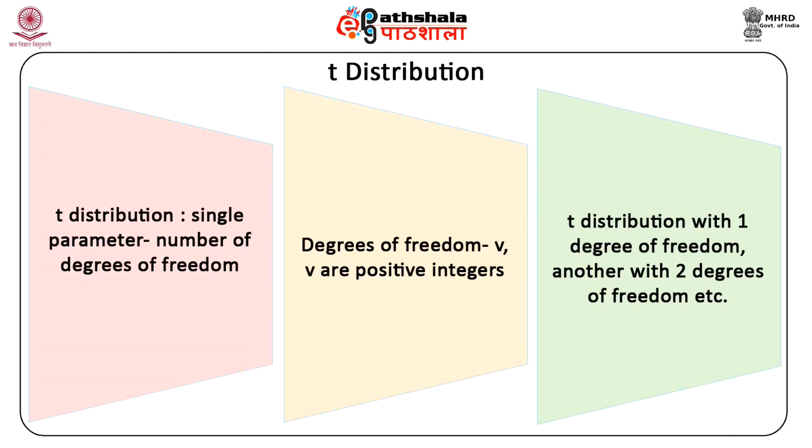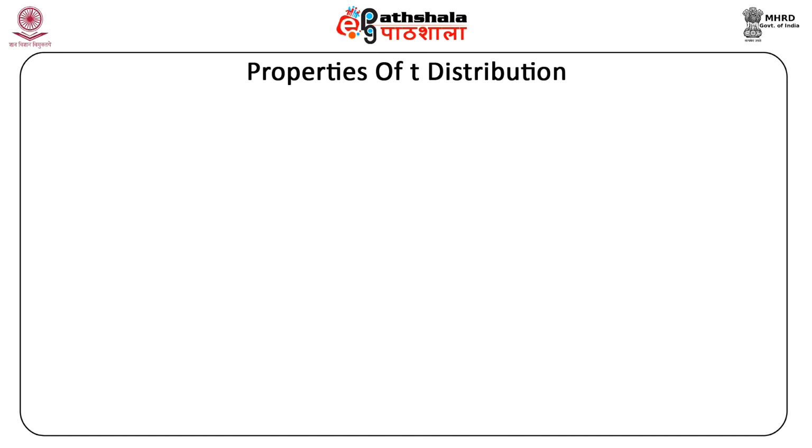So there is a t distribution with 1 degree of freedom, another with 2 degrees of freedom, yet another with 3 degrees of freedom and so on. For any fixed value of nu, the density function that specifies the associated t curve is even more complicated than the normal density function. Let us now look at the properties of t distribution.